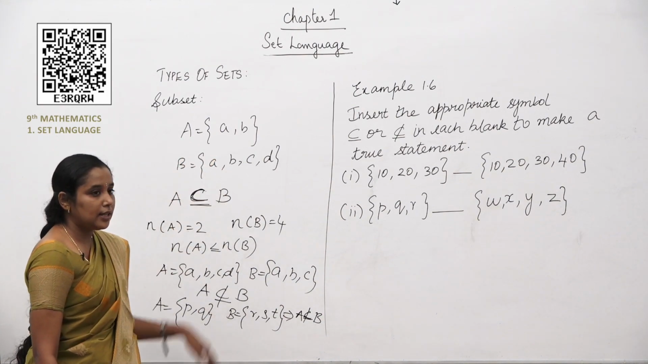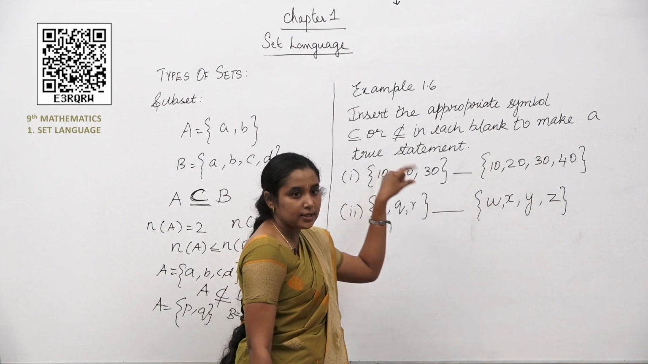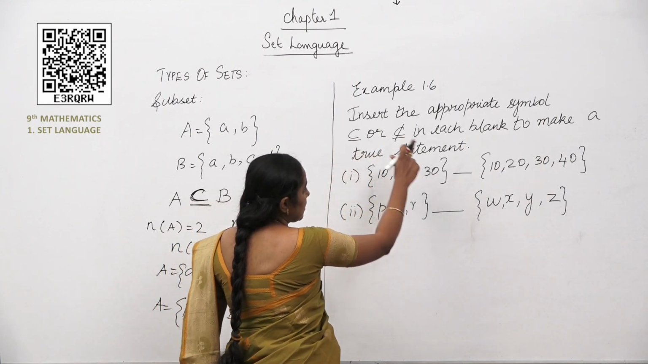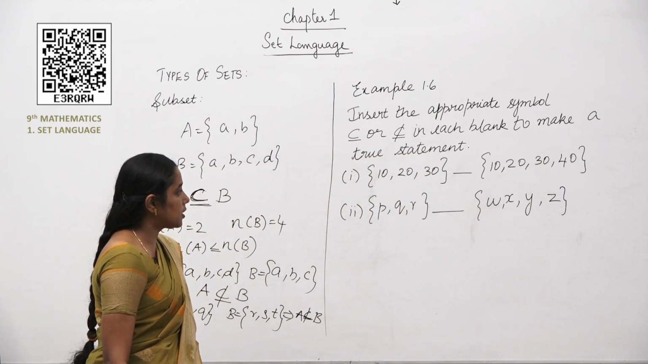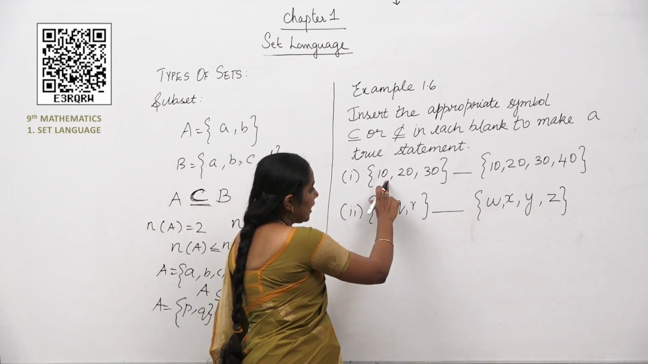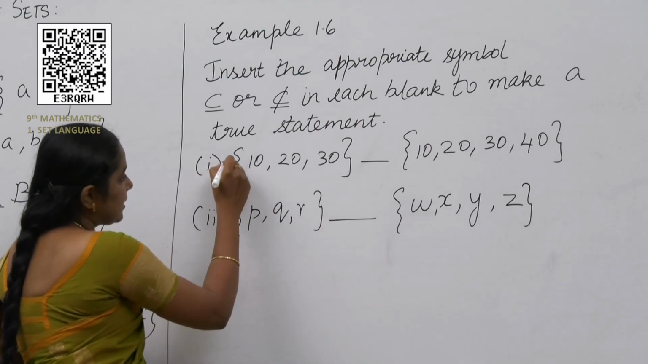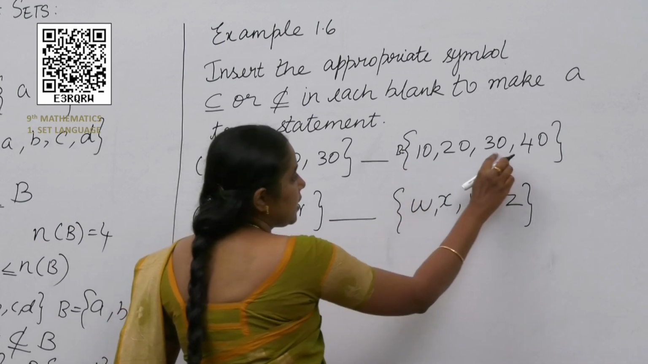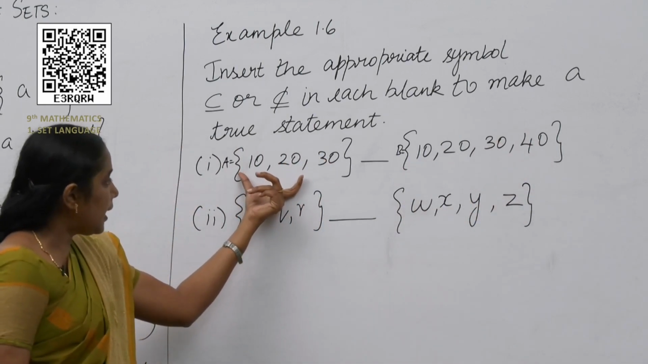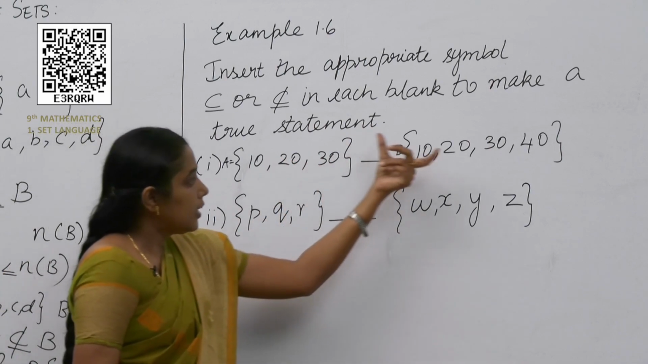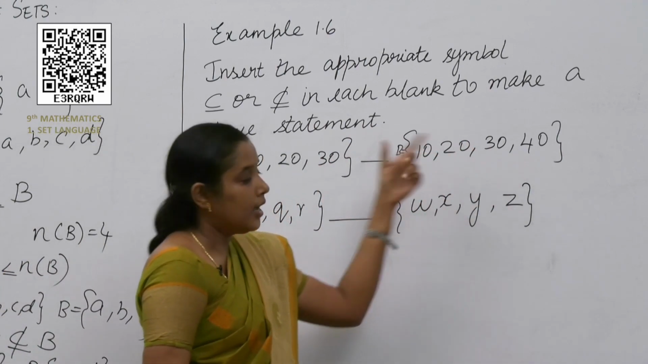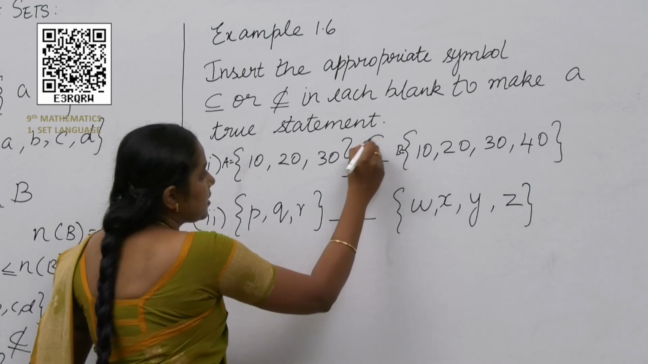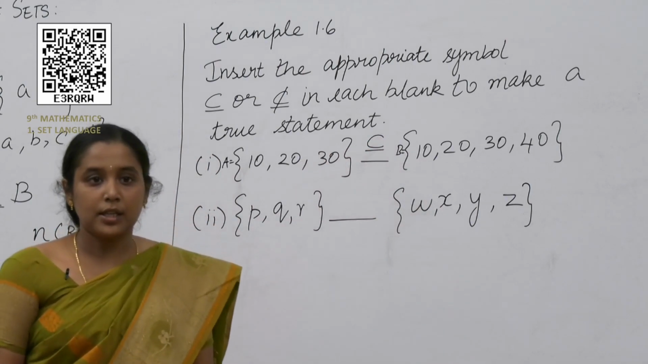Now based on this we will see one example, example 1.6 in your textbook. Insert the appropriate symbol, subset or not a subset, in each blank to make a true statement. In the first subdivision, suppose you keep set A is equal to 10, 20, 30 and B is equal to 10, 20, 30, 40. Every element of A, 10, 20, 30, is also in set B. So you can say A is the subset of B.